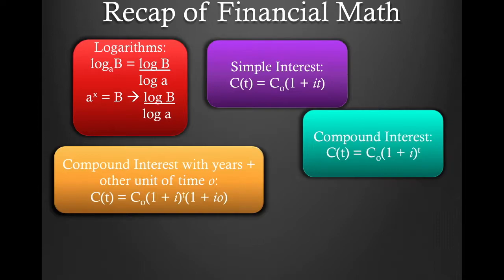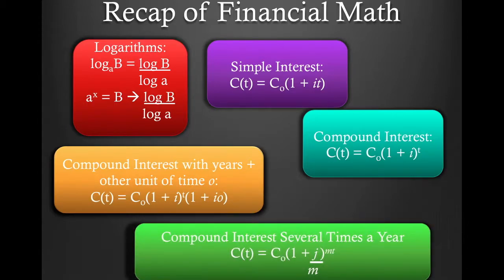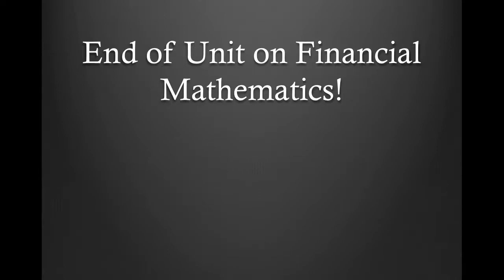You also know how to calculate compound interest with years and some other unit of time, like months or weeks. You do C of 0 times 1 plus i to the power of t in years, times 1 plus i times the extra time given to you in months, days, weeks, whatever. And finally, you are now introduced to compound interest several times a year: C of 0 times 1 plus j over m, where j is your nominal rate and m is your capitalization, to the power of m times t, where t is the number of years. And that is the end of our unit on financial math.